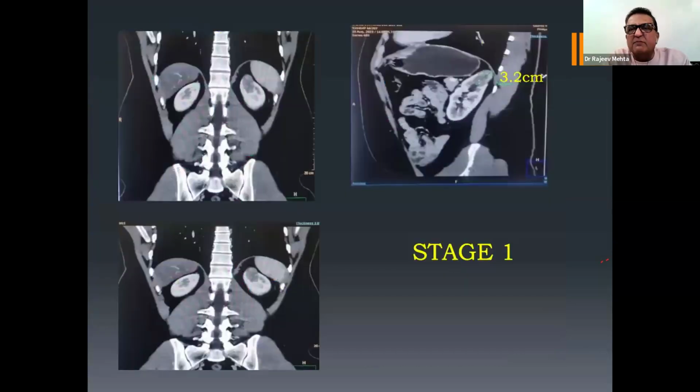Now, just to give you a simple example. This we picked up incidentally on sonography on a regular health checkup in a young man of 26. Then a CT scan was carried out. On CT scan, we see a focal hypodense lesion in the upper pole of the right kidney with a very smooth margin. Again, a ball type lesion, which is projecting beyond the renal contour, but it is less than 4 centimeters. So according to that, it becomes stage 1.